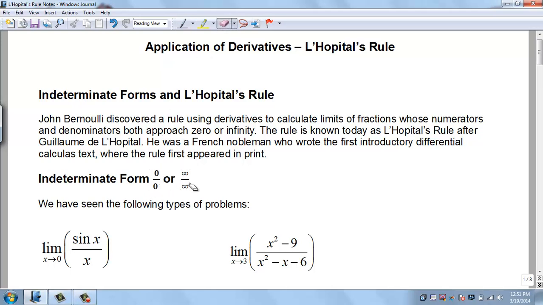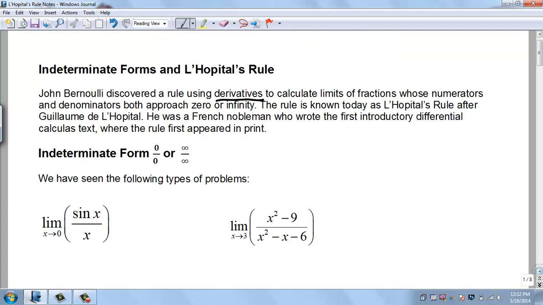John Bernoulli discovered a rule using derivatives to calculate limits of fractions whose numerators and denominators both approach 0 or infinity. The rule is known today as L'Hopital's rule after Guillaume de L'Hopital. I hope I said his name right. He was a French nobleman who wrote the first introductory differential calculus textbook where the rule first appeared in print.